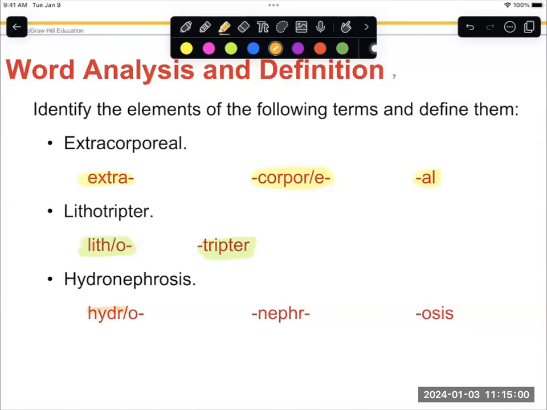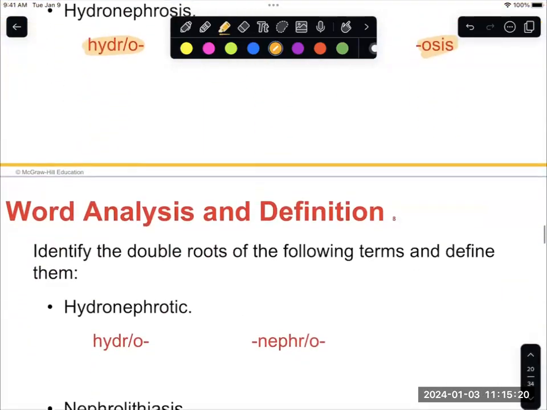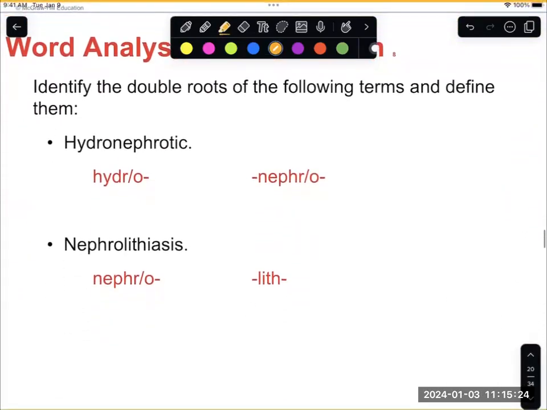And then hydronephrosis, hydro, that combining form for water. Nephro, kidney. Osis, abnormal condition. So dilation of the pelvis and calyces of a kidney. It's an abnormal condition. So some of these words have double roots. Hydro, water, nephro, kidney. Hydronephrotic, pertaining to, so pertaining to or suffering from the dilation of the pelvis and calyces of the kidney.